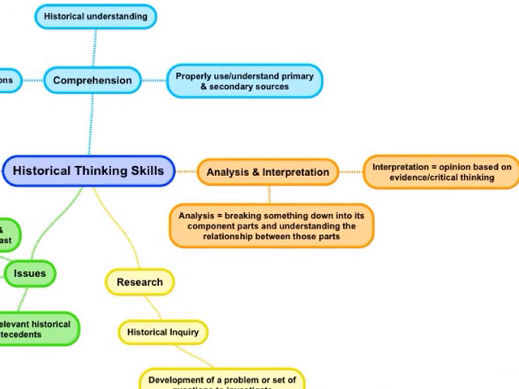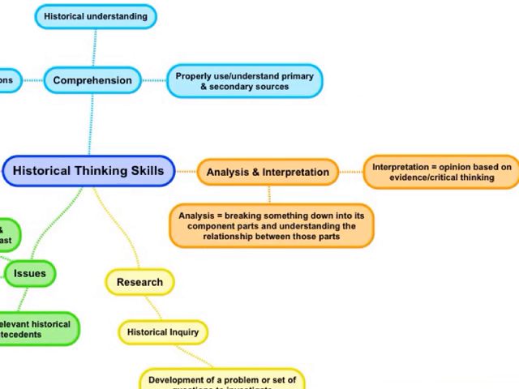Analysis and interpretation, you see we have the definition of analysis here. It's breaking something down into its component parts and understanding the relationship between those parts. So if you were to analyze the causes of the Revolutionary War, you would break down each of the causes individually. Say we just look at 2, the Stamp Act and the French and Indian War. And you would have to understand the relationship between the French and Indian War and the Stamp Act and how both of those things connect to the Revolutionary War.